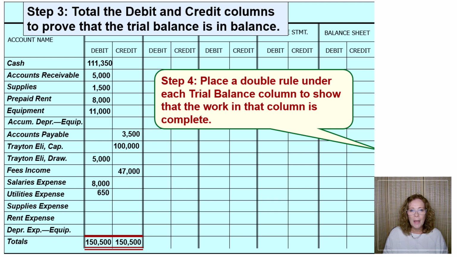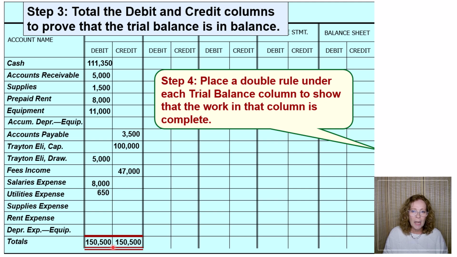In step 3, we'll enter all the debit and credit column amounts into the trial balance section and add up all of the amounts in each column. You can see that the debits equal the credits in the trial balance column because both columns show $150,500. If the debit column does not equal the credit column, you've likely entered a general ledger balance into the wrong column or transposed a number.